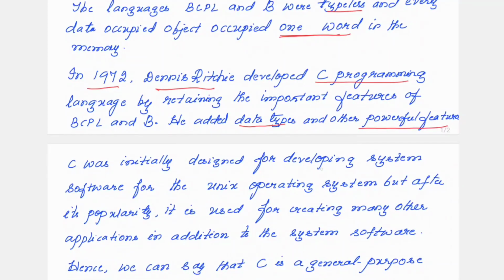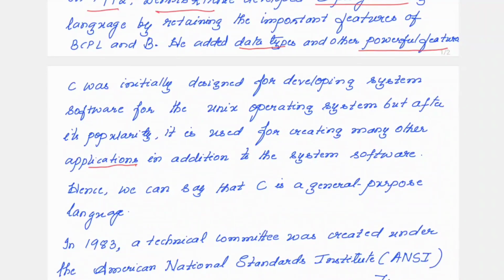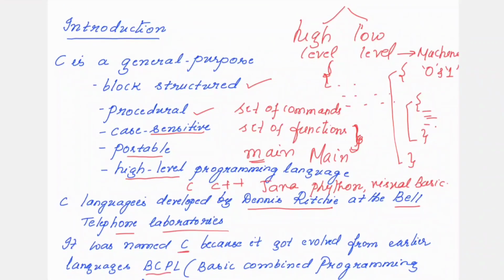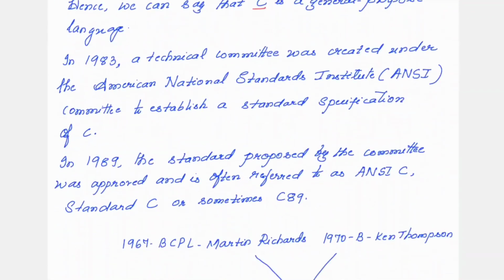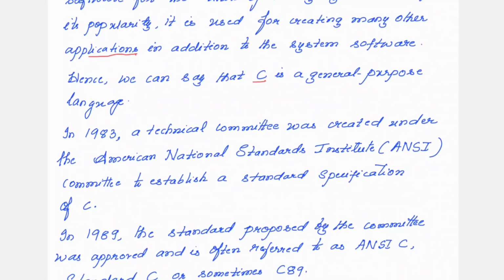C was also initially designed for developing system software like BCPL and B, but after it became popular, it is used for creating many other applications in addition to system software. That's the reason we call it a general purpose language, and this was the first feature mentioned here. C is a general purpose language because this language can be used to develop both system software and application software.